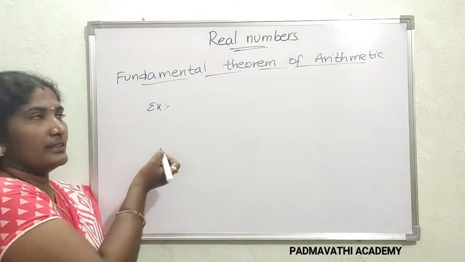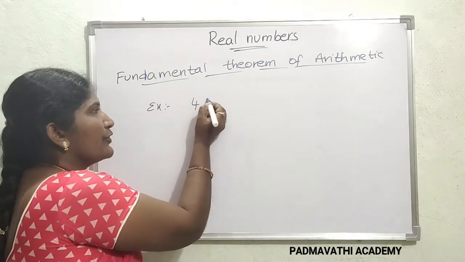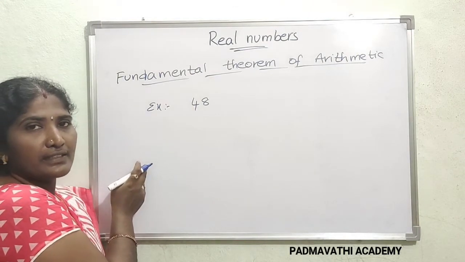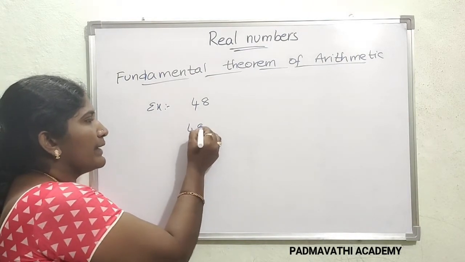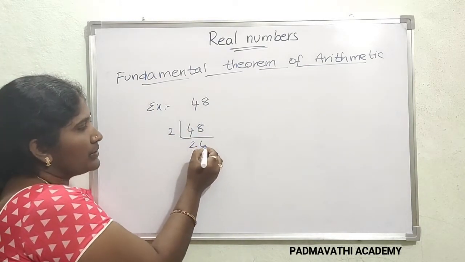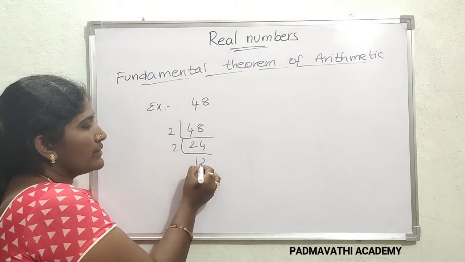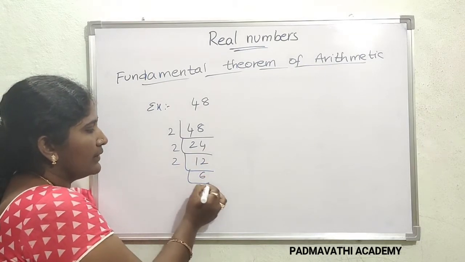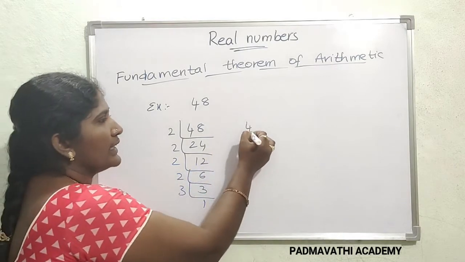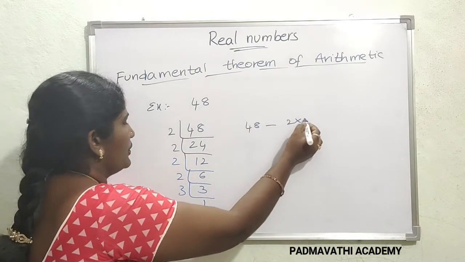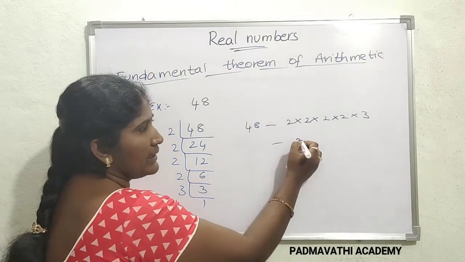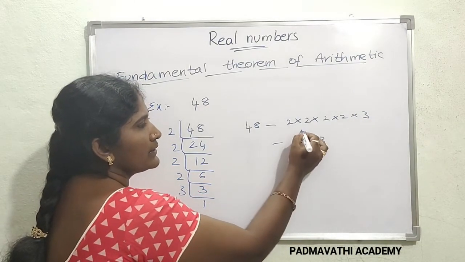Take any one composite number, suppose 48. How to find out prime factors? In previous classes you learned 48 by the prime factorization method, the division method: 2 twos are 4, 2 fours are 8, 2 twos, 2 sixes, 2 threes, 3 ones. Now 48 can be expressed as 2 into 2 into 2 into 2 into 3, which can be written as 2 to the power 4 into 3.